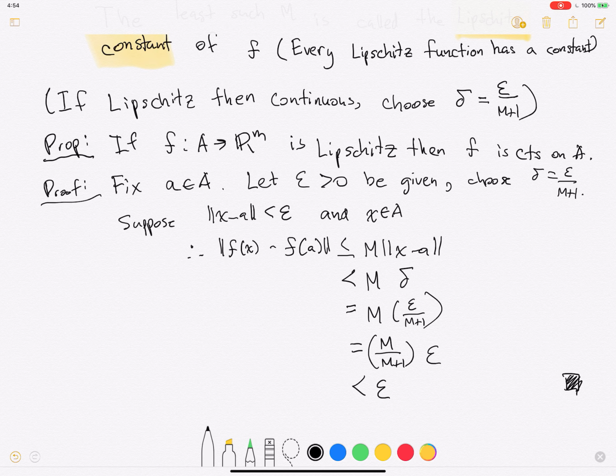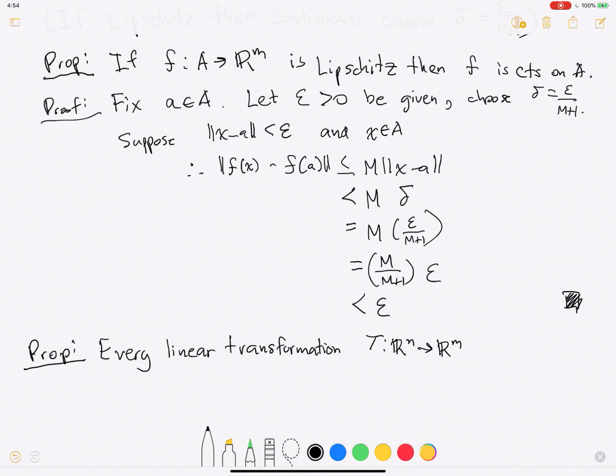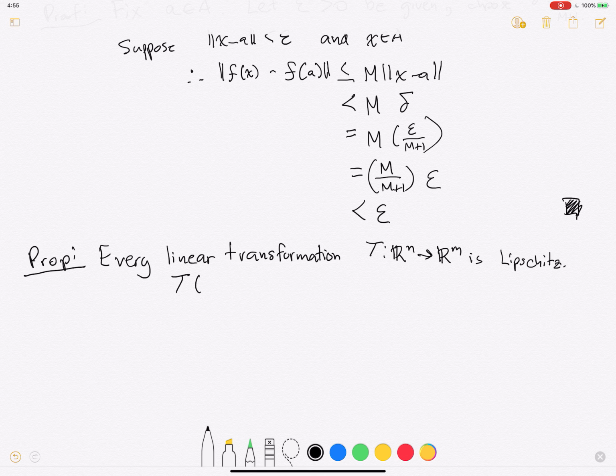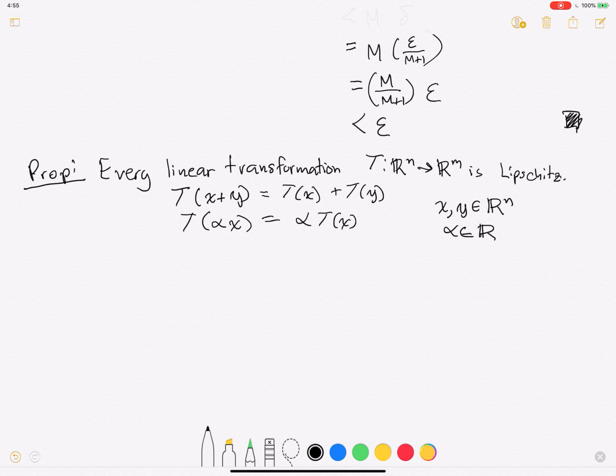Okay, so Lipschitz means continuous, and a nice class of Lipschitz functions are linear transformations, which you might have seen in a linear algebra class. I won't go over the details of what they are, but it just means it satisfies the properties of linearity, the important ones being T(x plus y) equals Tx plus Ty, and T(alpha x) is equal to alpha Tx, and that's for x, y in R^n and alpha a real number. Just a bit of an aside to refresh your memory.